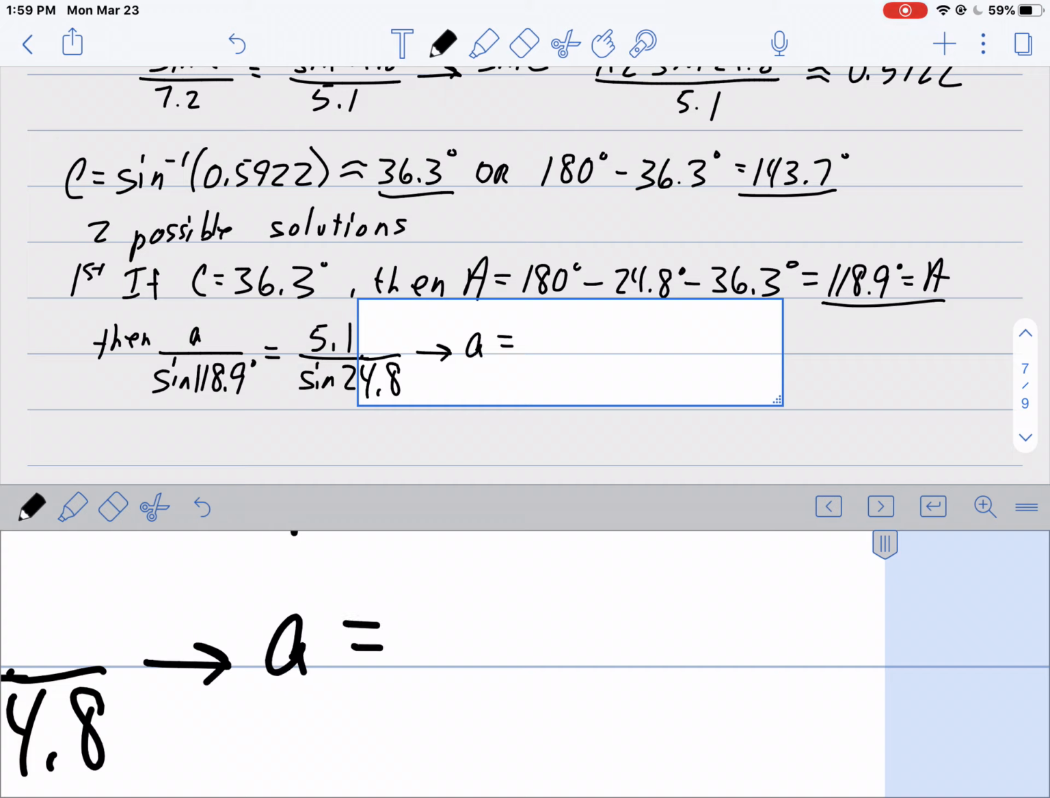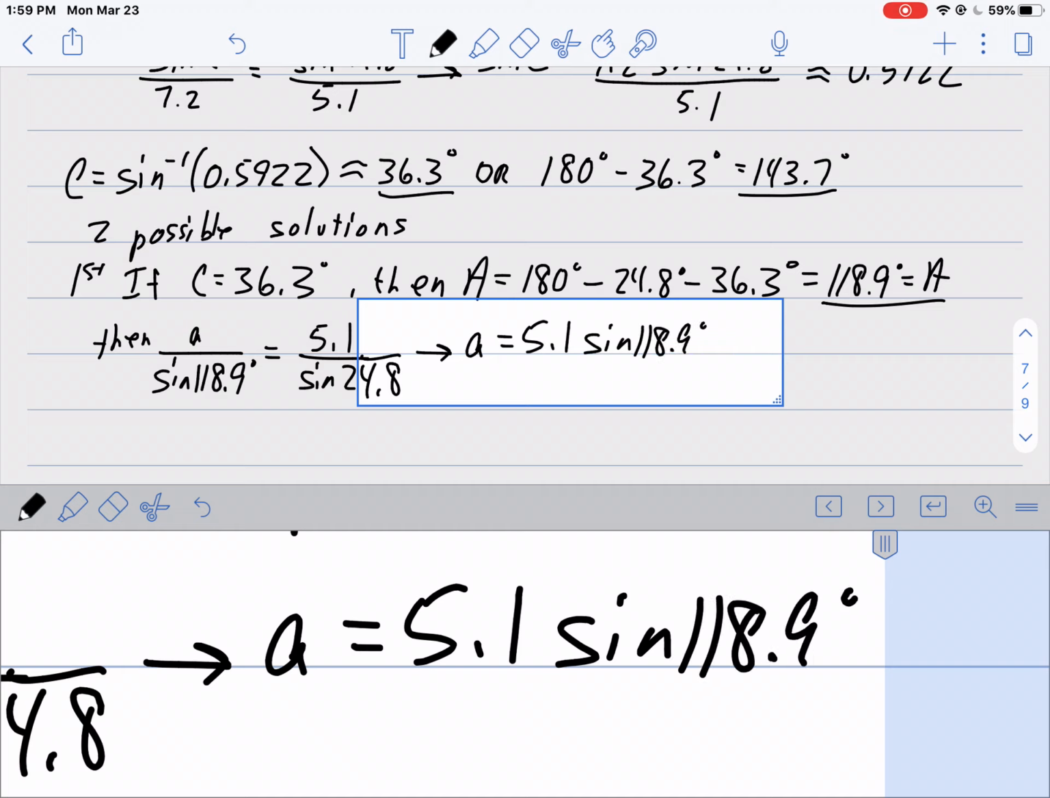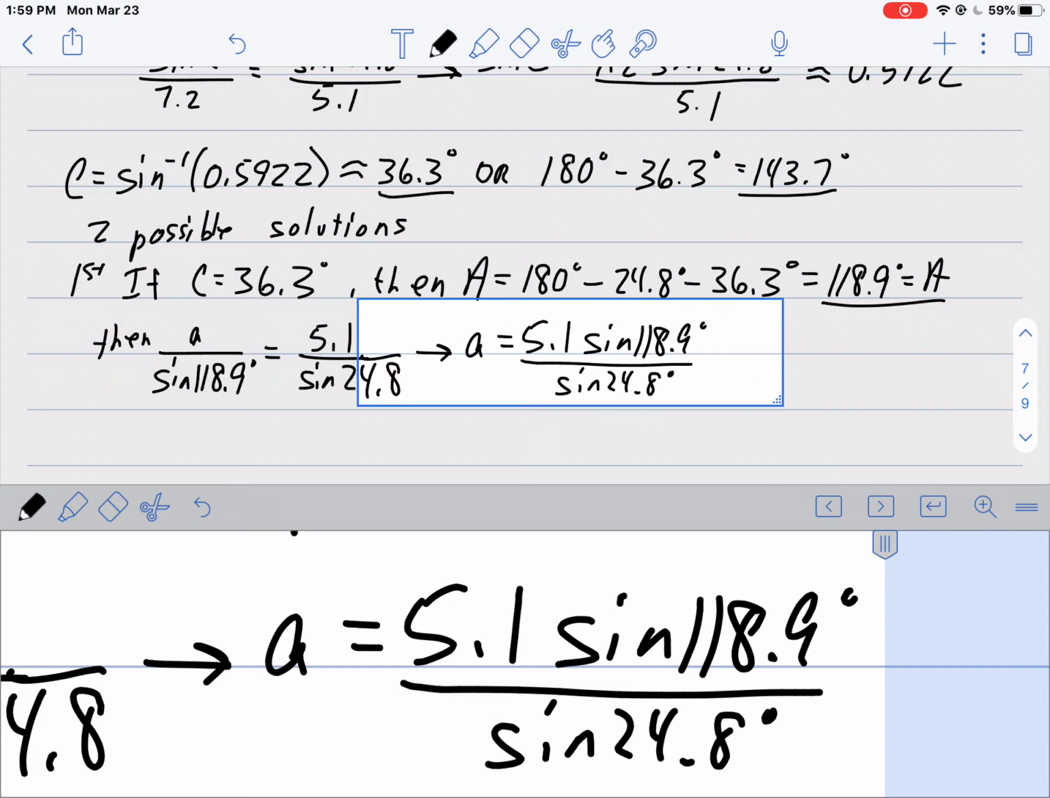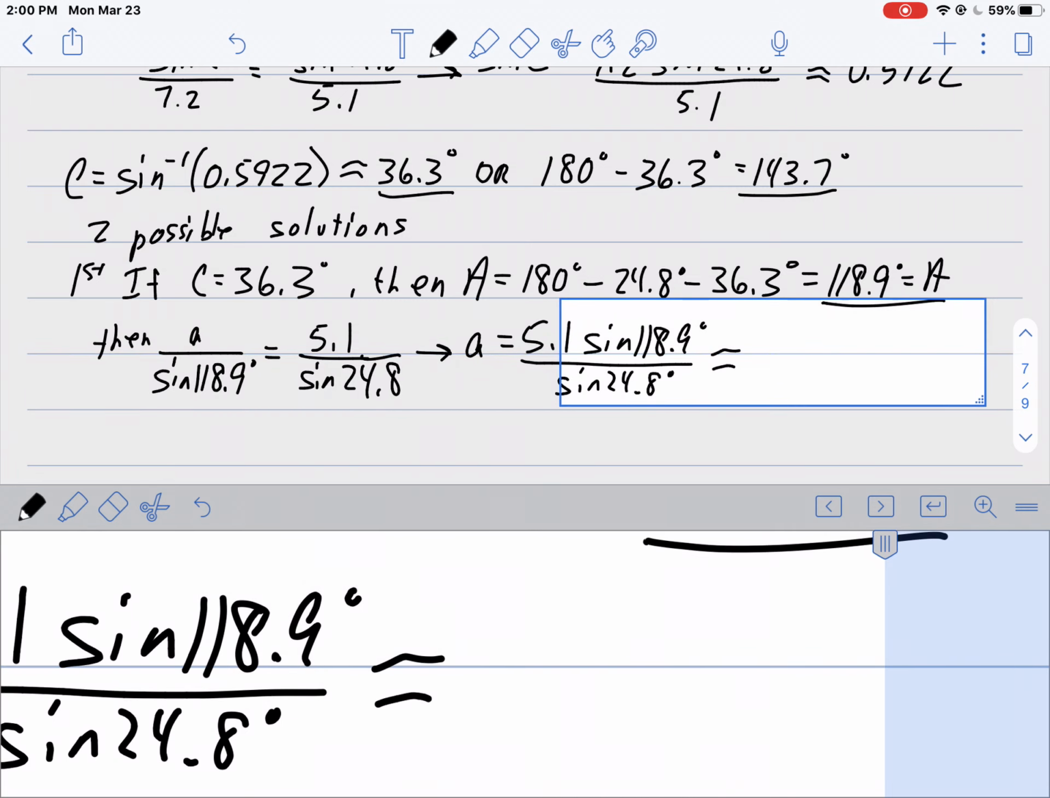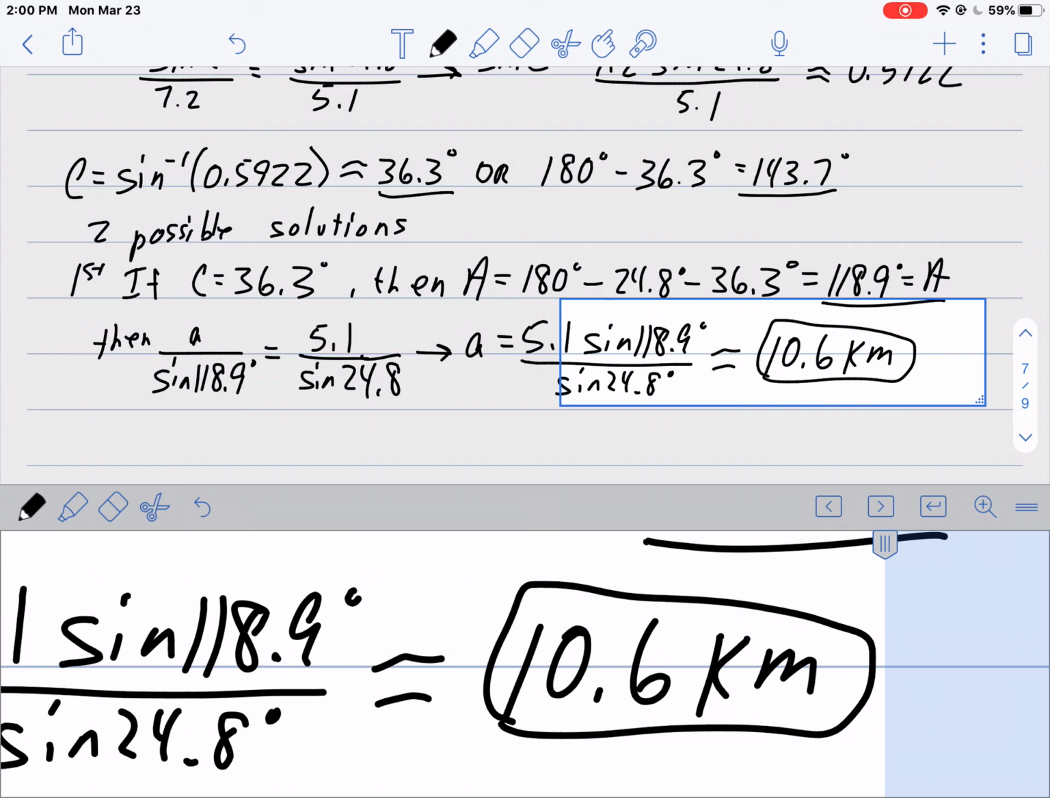So that'll give me A equal to 5.1 sine of 118.9 over the sine of 24.8 degrees. And that gives me approximately 10.6, and that's the length of side A. Our distance there was given in kilometers. So that's one possible distance.